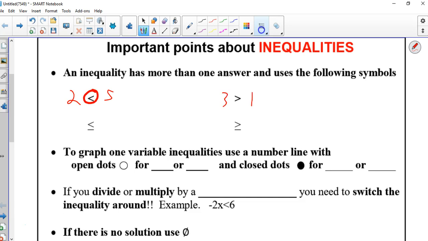3 is greater than 1. Let's make it 3 is greater than negative 1, which is still true. But negative 1 is less than 3. Negative 5 is less than 11. We could go the other way and say 11 is greater than or equal to negative 5.